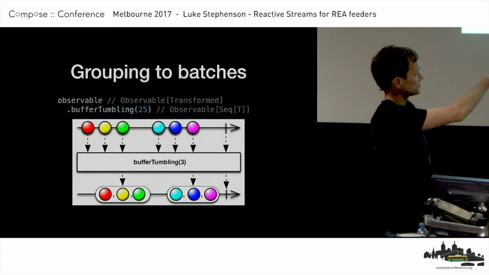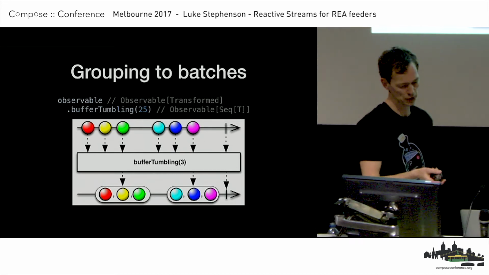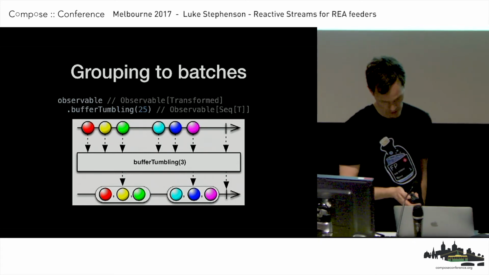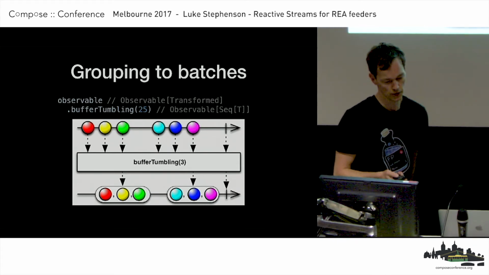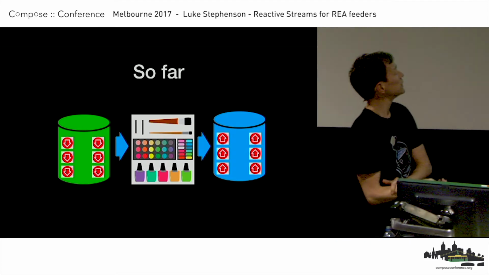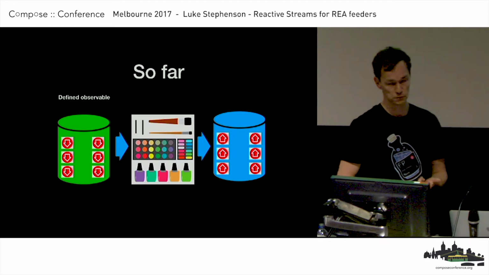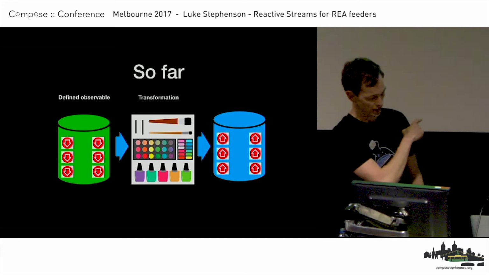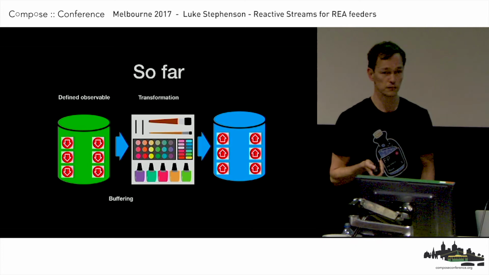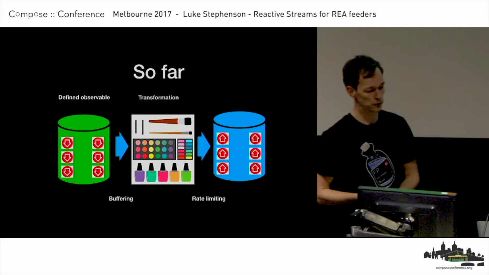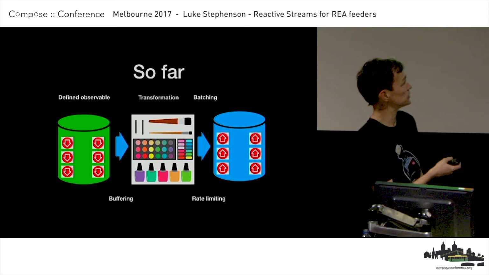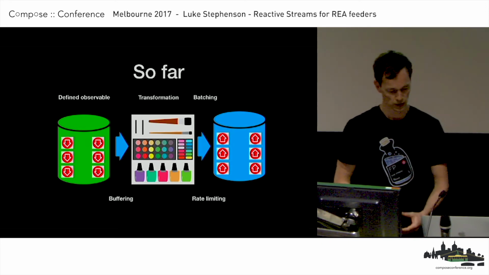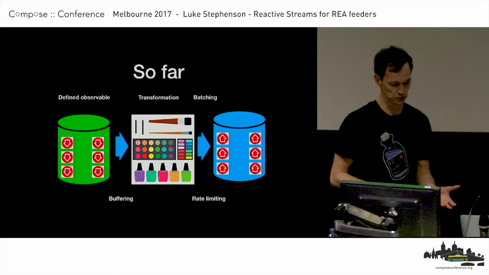Each one of these is just a sequence. The marble diagram is just using an example of 3, because 25 wouldn't fit nicely up here. So far we've defined our observable, we've done the transformation of our data, we've added some buffering in, we've rate limited to 3,000 writes per second, and we've got batches of 25 elements to write to DynamoDB at a time. So now we need to consume this observable.